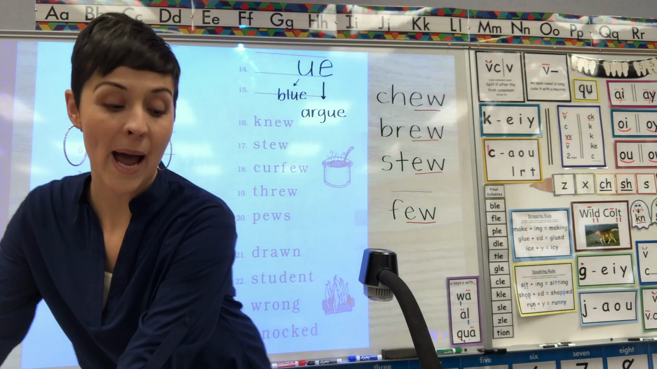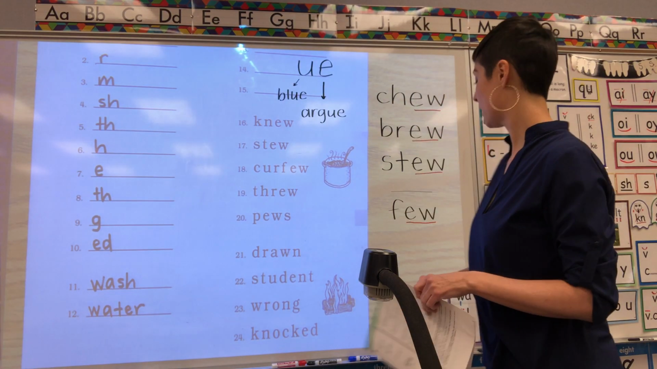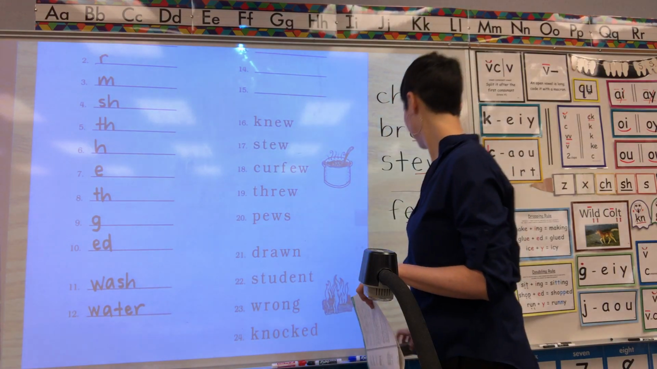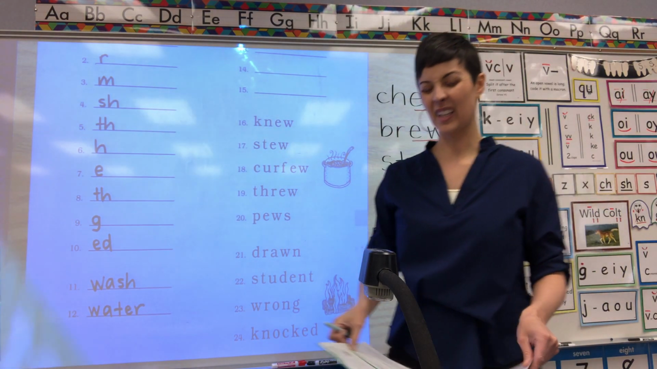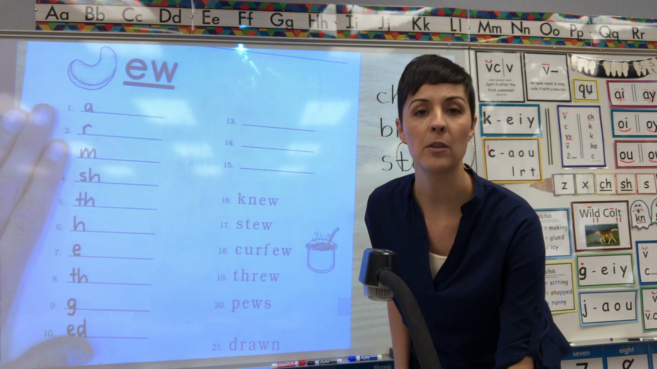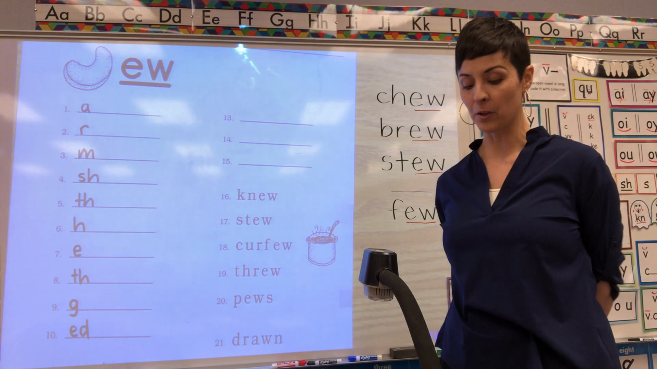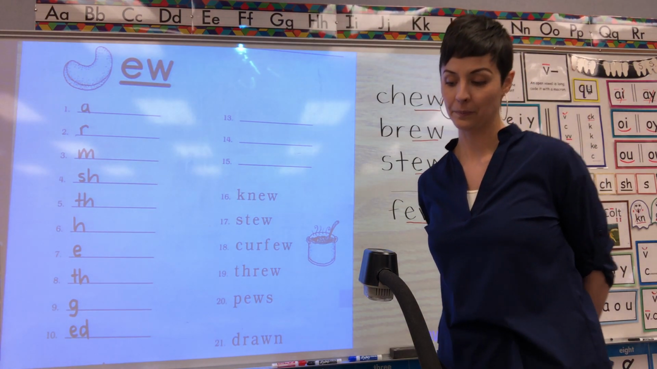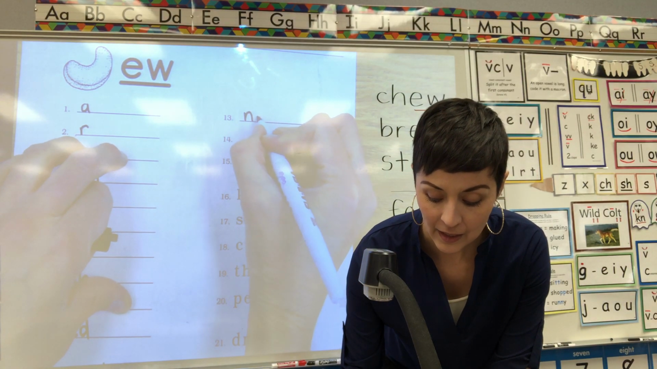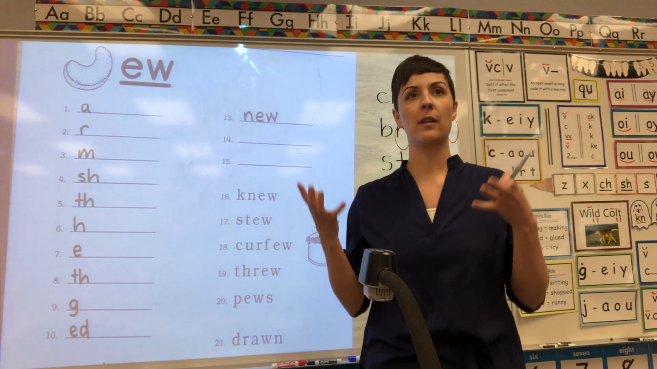Okay, let's come back to our worksheet. And I want to come up to the top by number 13. Oh, I forgot I need to erase copycat UE. Actually, I think EW was the copycat. But let's come up to the top by number 13, and would you spell for me the word new? What word? New. Using EW says ooh. New. Okay, will you spell new? Ready? N-E-W. You got it.